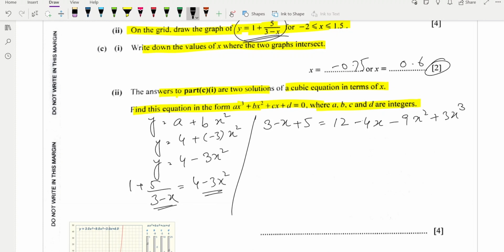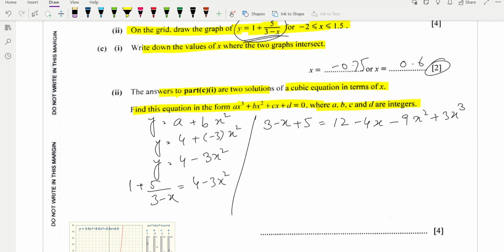So how did we get this? I will explain. 3 minus x will be multiplied by 4 minus 3x squared. So this multiplied by this will be 12. Then this multiplied by this will be minus 9x squared. Then this multiplied by this will be minus 4x, and this multiplied by this will be plus 3x cubed. And these are the terms which I have written over here. Hopefully you understood this. This is the extra working.